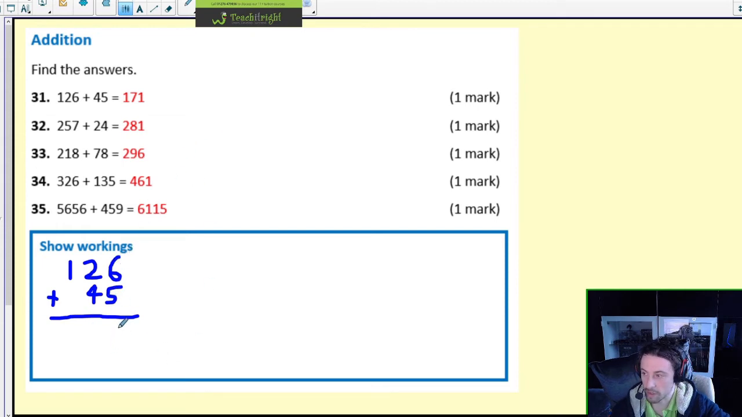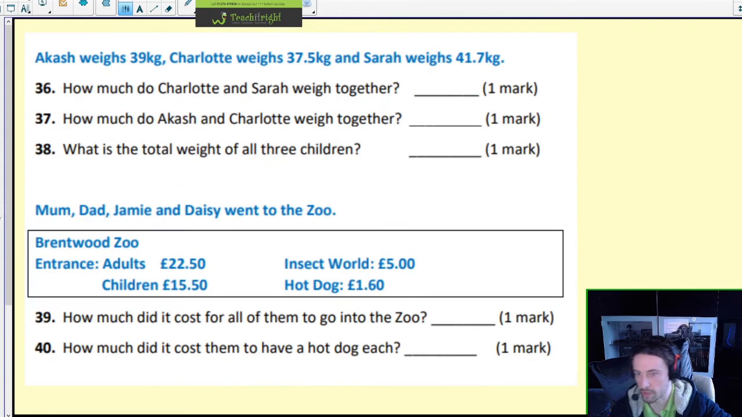So 6 plus 5 is 11, so 1 and carry 1. 2 plus 4 plus 1 is 7. So there's your 171. So 31 was 171, 32 was 281, 33 was 296, 34 was 461, and 35 was 6,115. There's an example of the method. Again, we'll go through all of these in next week's video if you want to get the exact breakdown.